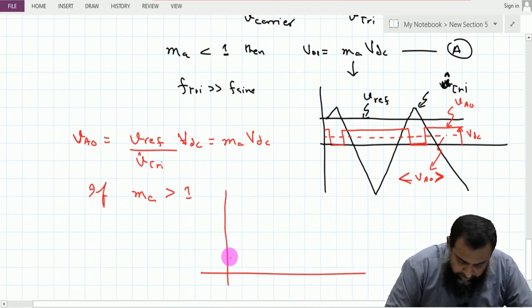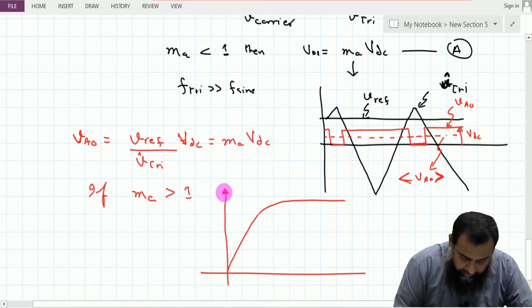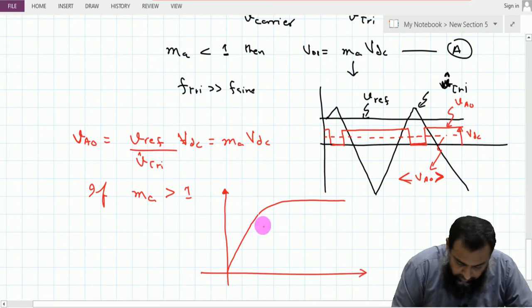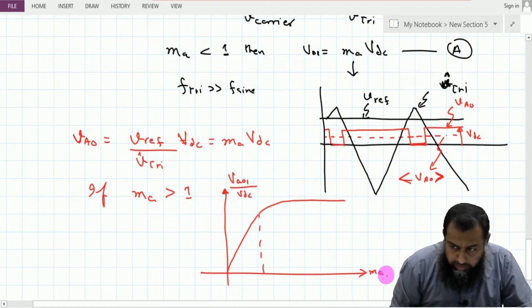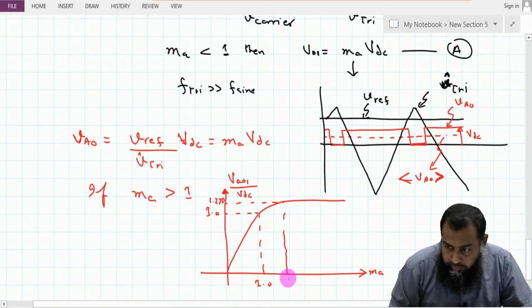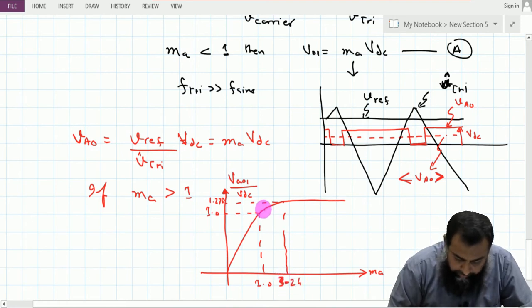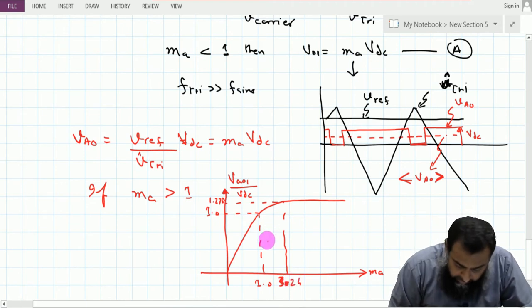In some textbooks, we have this type of graph between MA and the ratio of the fundamental frequency component of the output waveform to the VDC. Here we have MA, and it is shown that till MA equal to 1, these two quantities VA01 and VDC have a linear relationship. After that, till 1.278, it is non-linear control. Although we do see an increase in the output waveform, the control is not linear now. It continues till 3.24, and this particular region is known as the overmodulation region.